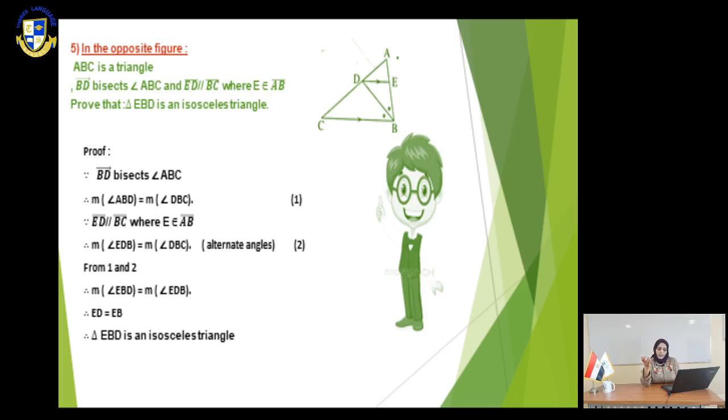From 1 and 2, the measure of angle EBD equals the measure of angle EDB. Look at the figure for me. So EB equals ED. So we can say finally that triangle EBD is an isosceles triangle.